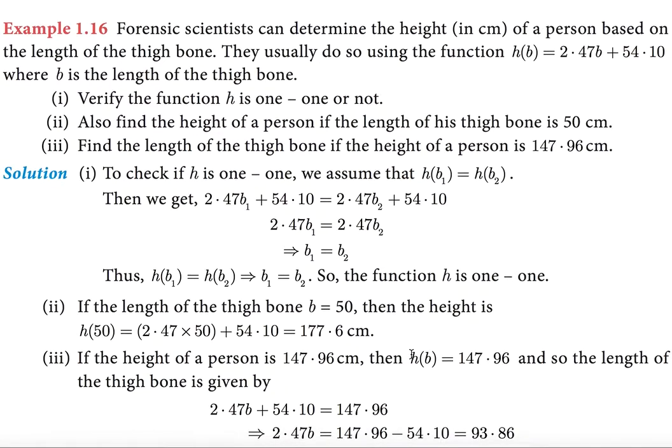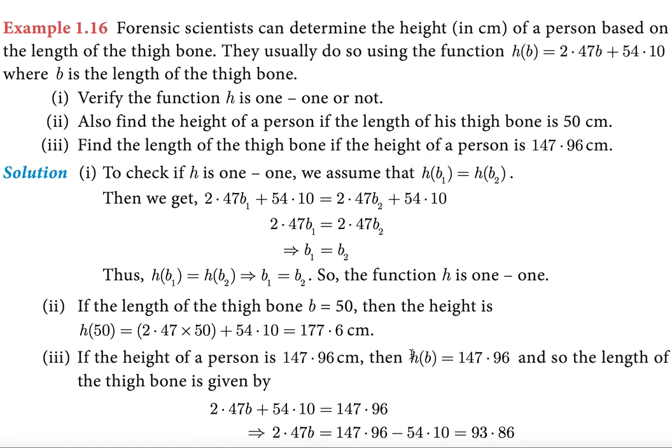Forensic scientists can determine the height of a person based on the length of the thigh bone. They usually do it by using this function: 2.47b plus 54.1, where b is the length of the thigh bone. Verify whether the function h is 1 to 1 or not. Also find the height of a person if the length of his thigh bone is 50 cm, and find the length of the thigh bone if the height of the person is 147.96 cm.